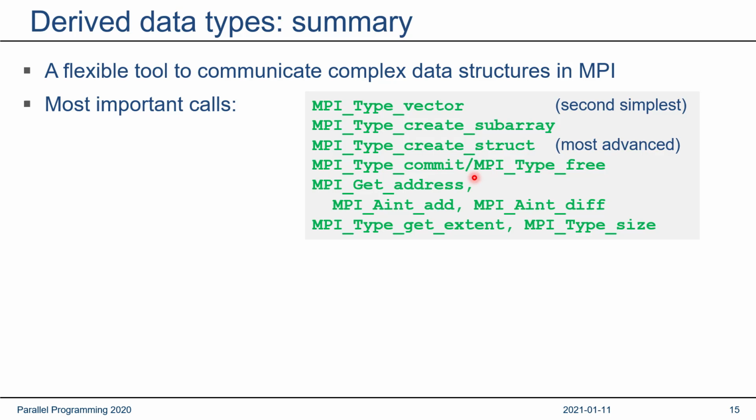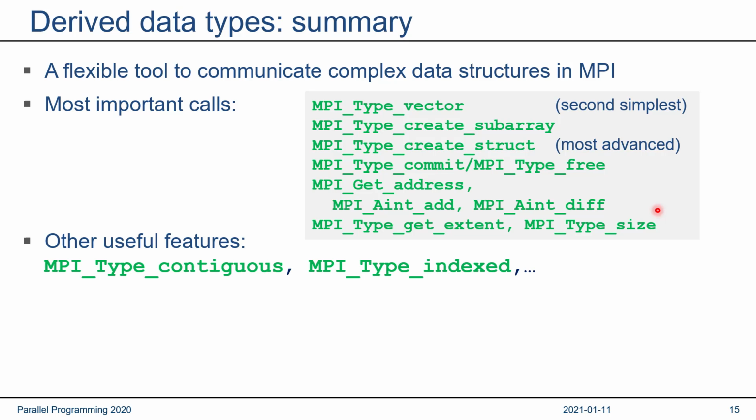We learned about type commit and type free that allow you to commit the type and free it. If the type uses a lot of memory, then if you don't need it anymore, you can free it. We learned about get address, which obtains the address of a location in terms of MPI addresses, and MPI_Aint_add and MPI_Aint_diff are used to calculate with these addresses. And finally, we can get hold of the extent and the size of a type with the two service functions MPI_Type_get_extent and MPI_Type_size.